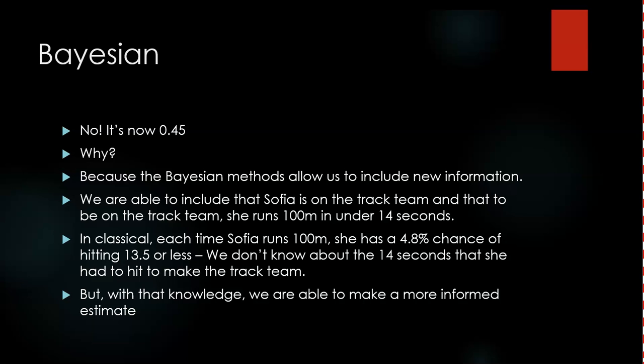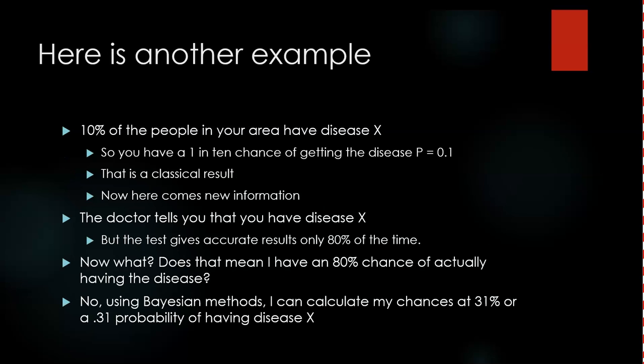So in classical, each time Sophia runs 100 meters, she's got a 4.8% chance of hitting 13.5 or less. We don't take into account the 14-second requirement that she has to hit in order to make the track team. But with that knowledge, we were able to make a more informed estimate using Bayesian methods. Here's another example. 10% of the people in the area have disease X. So you have a 1 in 10 chance of getting disease X, and your probability is 0.1.